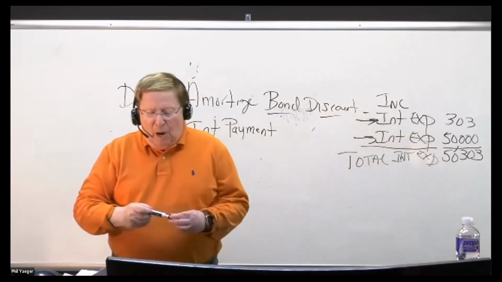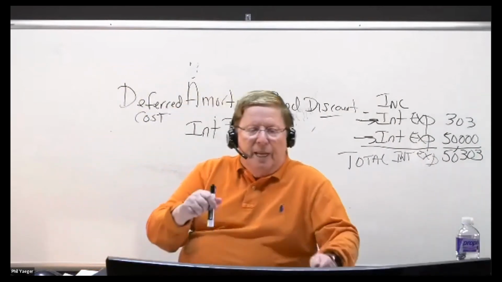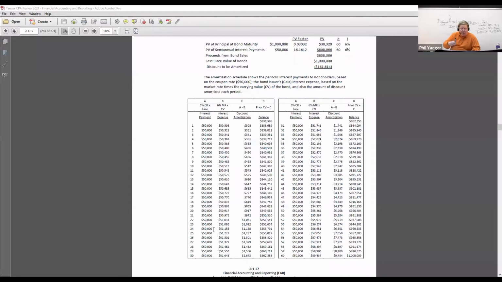Yes, but maybe that's a little too theoretical. So just remember this: the interest expense is calculated by taking the yield rate for 6 months, which is what rate? It's the same rate. 6%, right? You take the yield rate times the carrying value of the bonds. That's the way you get the interest expense. And that's 50,303. The interest payment, which is part of that interest expense, is 50,000.